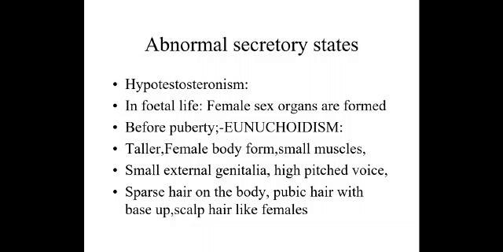If the condition occurs before puberty, it leads to eunuchoidism, where the individuals are tall, thin, and have small genitalia. They have a high-pitched voice, narrow shoulders, and small muscle bulk. There is sparse hair on the body, and pubic and scalp hair are like females.